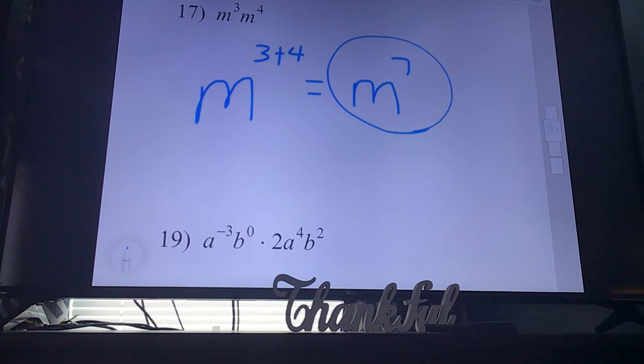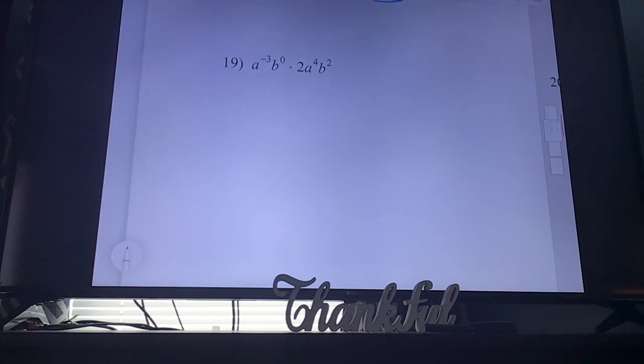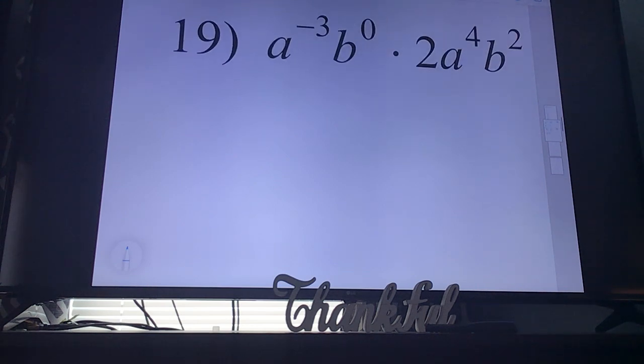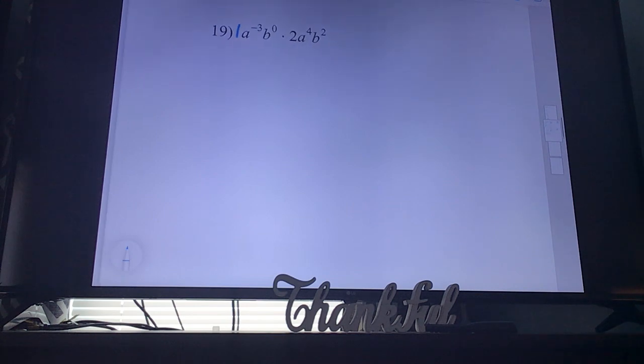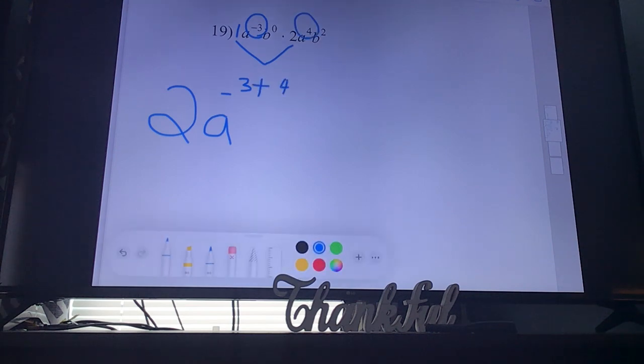Okay, 19. We multiply the bigs, add the littles. What are the 2 bigs? Okay, the 2 bigs are going to be 2 and 1. There's really a magic 1 right here. You multiply the 2 big ones together, so 1 times 2 is 2. And we add up all the littles. So you're going to have a to the negative 3 and a to the 4. And for the b's, we're going to have b to the 0 and b to the 2, so b to the 0 plus 2.